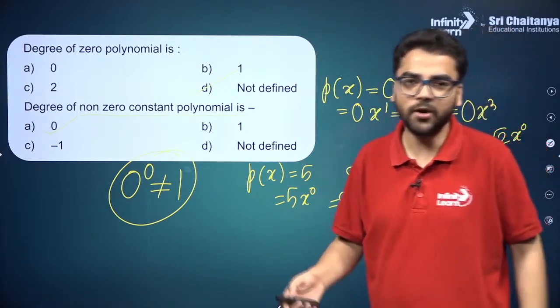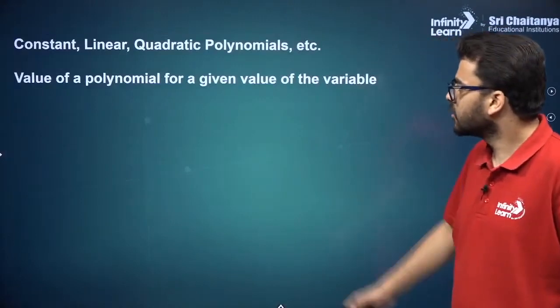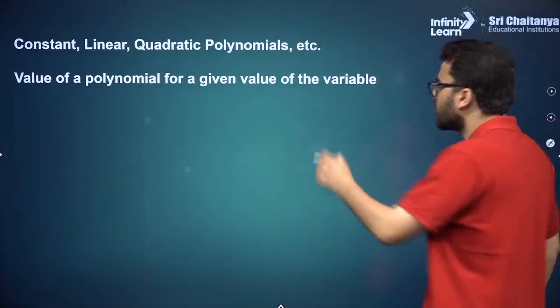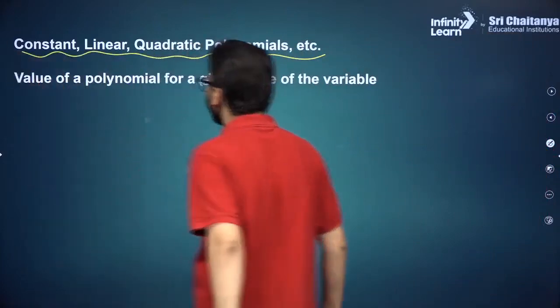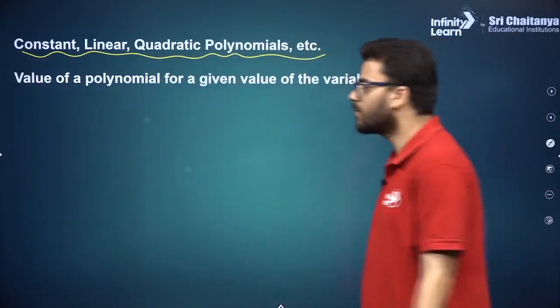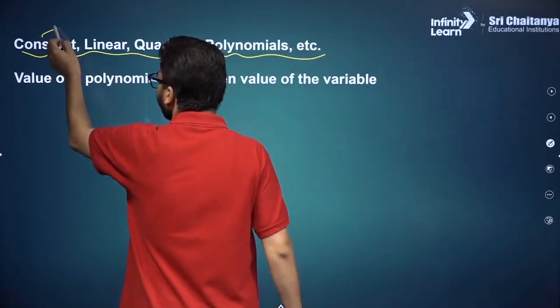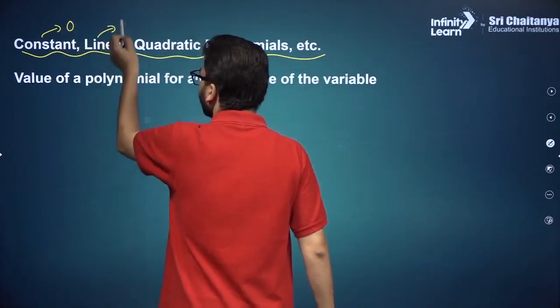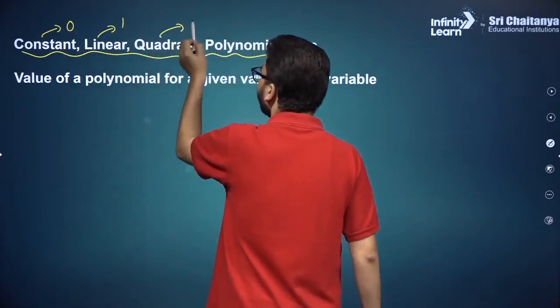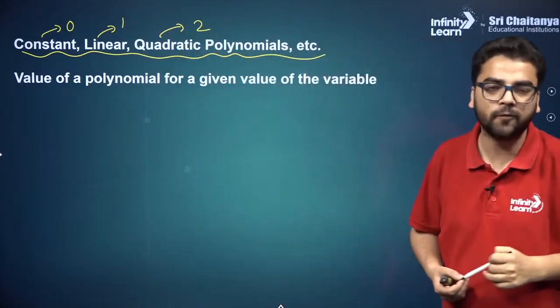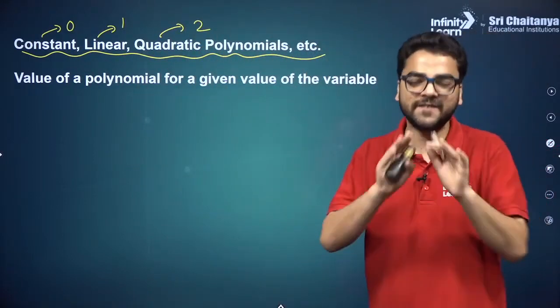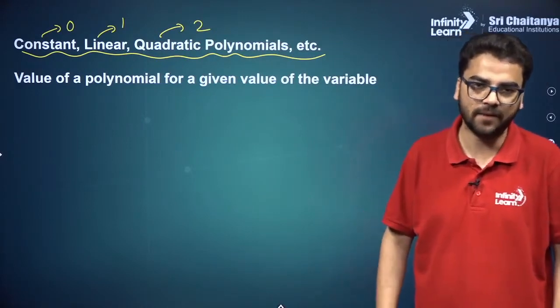Okay, so let us move on to the next thing over here, guys. These things we have already seen. Constant polynomial, quadratic polynomial, linear polynomial, we have already seen. A constant polynomial is a polynomial of degree 0, linear polynomial of degree 1, quadratic of degree 2, cubic of 3, biquadratic of 4 and quintic of 5. We have seen them in this session as well.